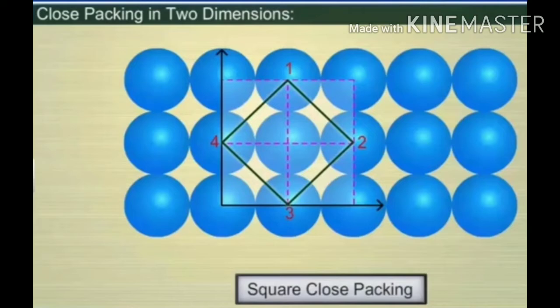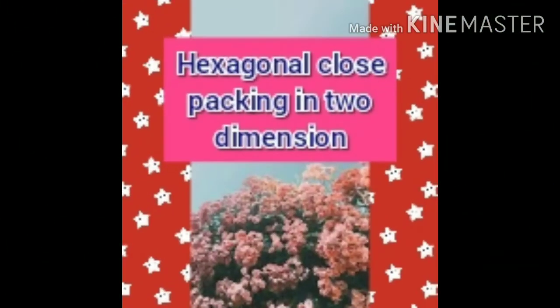This packing is known as square close packing because the one particle we considered is surrounded by 4 touching particles. The centers of these particles are joined through straight lines. Then we get a square-like structure. Hence, this type of packing is known as square close packing in 2 dimension. The next one is hexagonal close packing in 2 dimension.